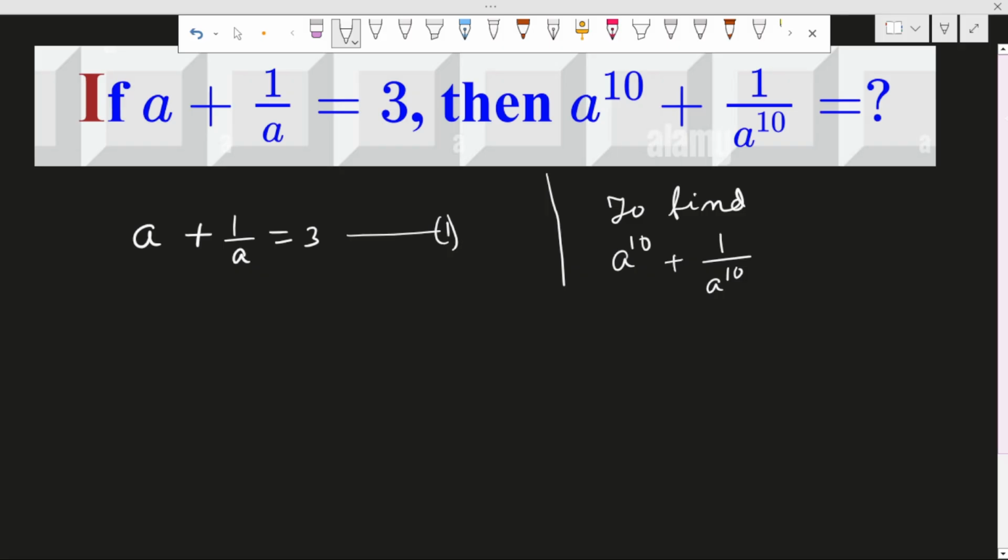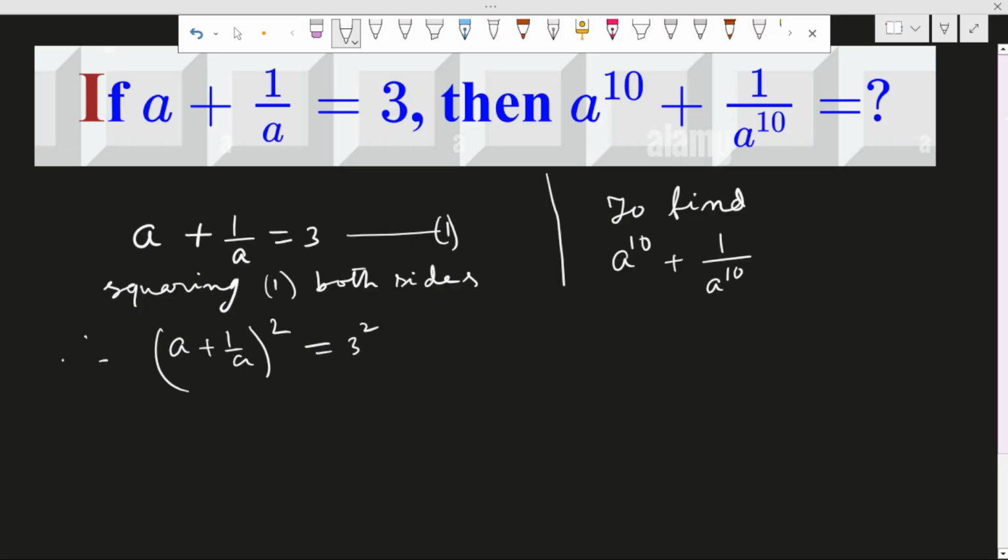So, trying to do this, first squaring both sides of 1. Therefore, a plus 1 by a whole square is equal to 3 square. Expanding this according to the formula a plus b whole square: a square plus b square, here 1 by a square, plus 2ab, a means a, b means 1 by a, that is equal to 9.